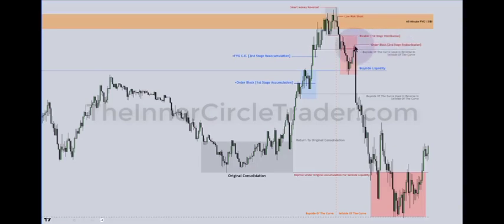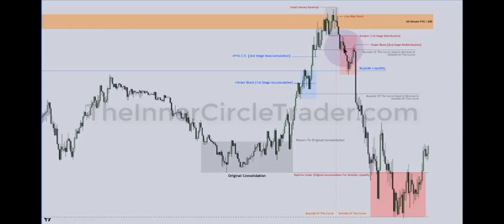This is going to be the fastest elevator ride of the move going down. Now, it doesn't mean it won't be a sharp drop, consolidate, sharp drop, consolidate, sharp drop. It can do that. But this is the one you want to be entered on, because if you miss this one, you're probably going to be chasing price.